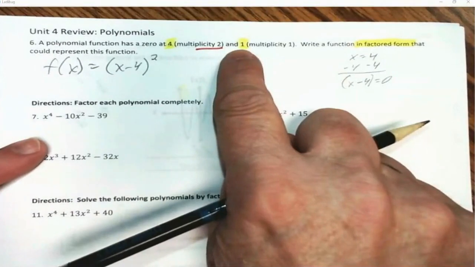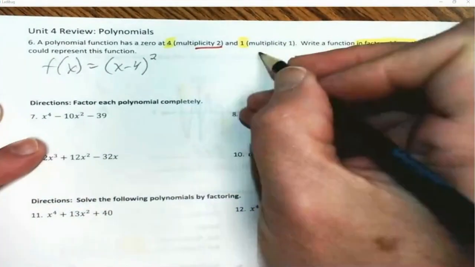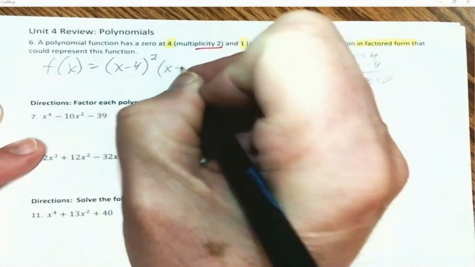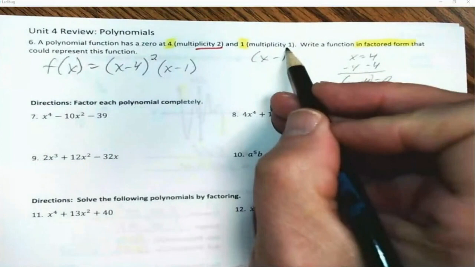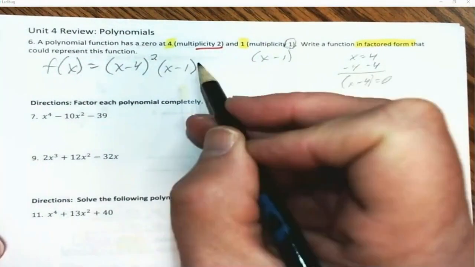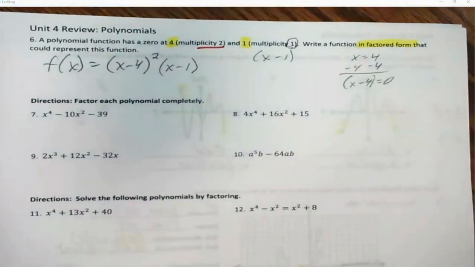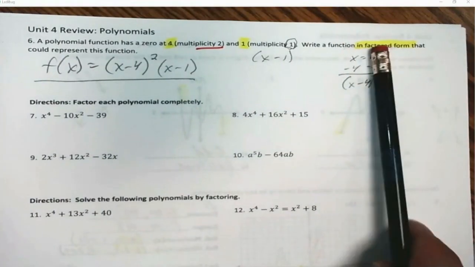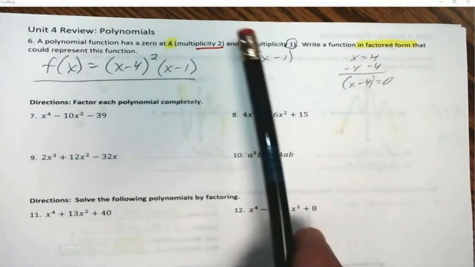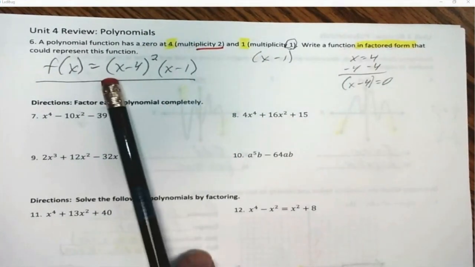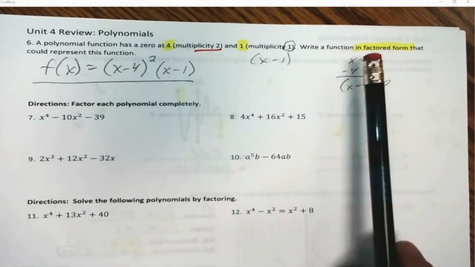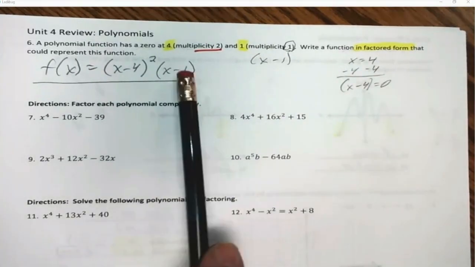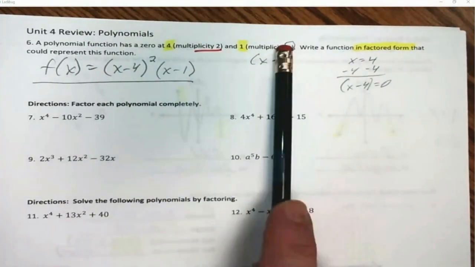And there's one at 1. So if 1 is a zero, that means that factor is x minus 1. So the other factor is x minus 1, and it has a multiplicity of 1, so it's just the first power. So that's our answer right there. This is in factored form. All we had to do is take the 2 zeros and turn them into factors, which means they should be set equal to 0. If x equals 4, we need to move it over so it's equal to 0. And that's our answer. Multiplicity 2, multiplicity 1.